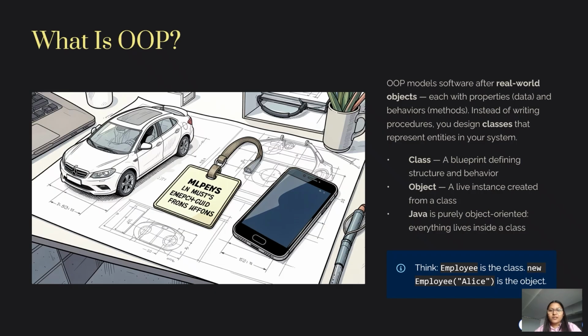What is a class? A class is a blueprint defining structure and behavior only, right? And if we talk about the object, an object is a real world entity. For example, if we have an employee class, so employee is not an existing or real world entity. But if we talk about Alice, who is an employee, right? So Alice is an object of the class employee, right?